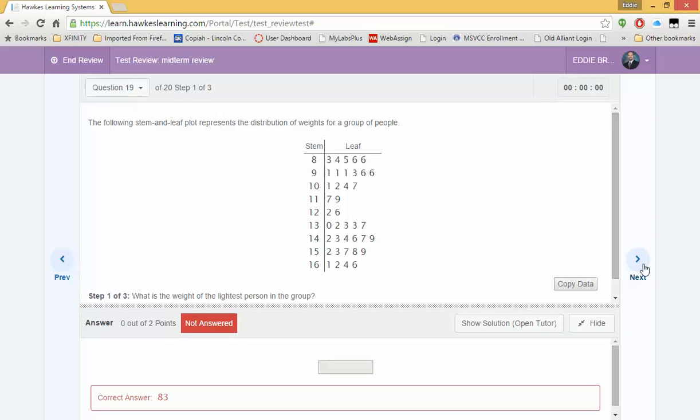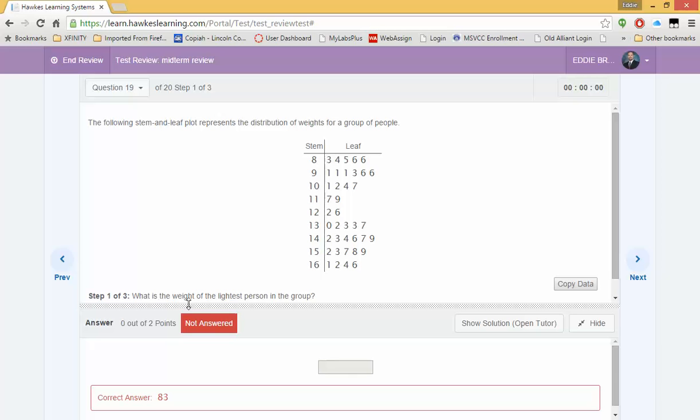Number 19. The following stem and leaf plot represents the distribution of weights for a group of people. So the way that stem and leaf plots work, this is the first number, this is the second number. So this line of numbers actually represents 83, 84, 85, 86, 86. So the next one will be 91, 91, 91, 93, and so on and so forth, even if it's 3 digits. This will be 101, 102, 104, 107. It's just like a way of condensing a bigger set of data into a table that's not as big.